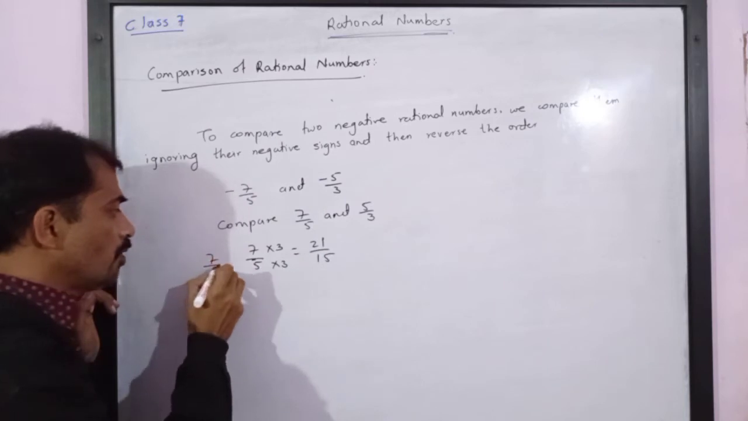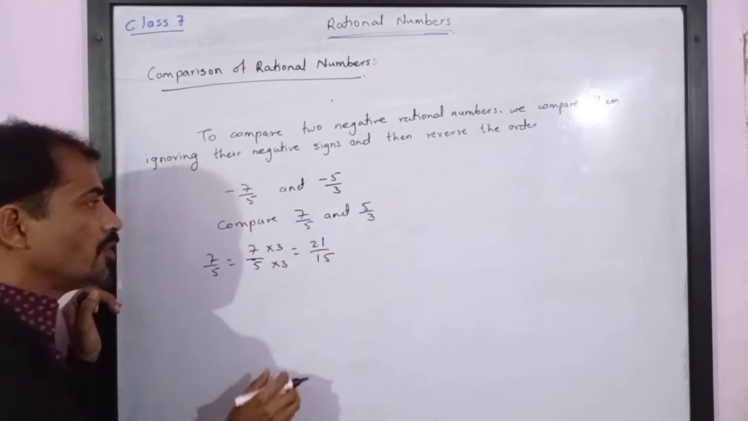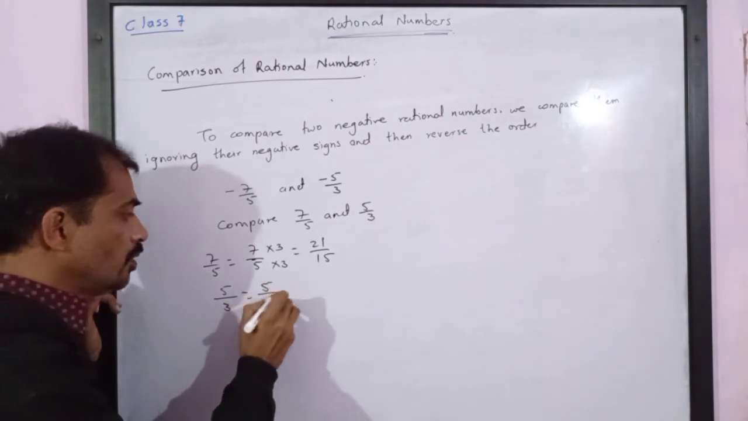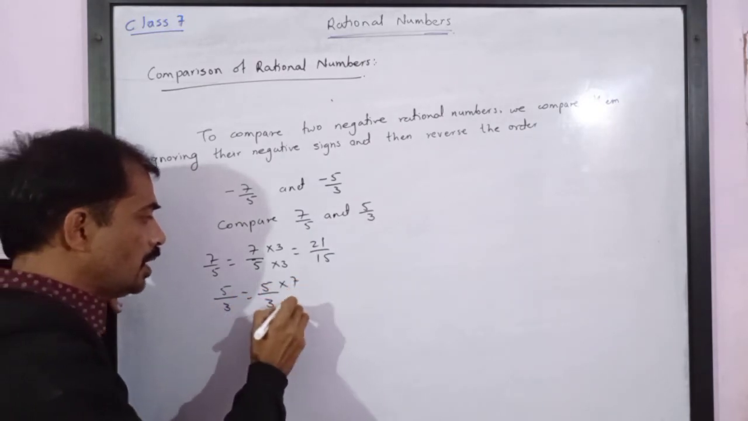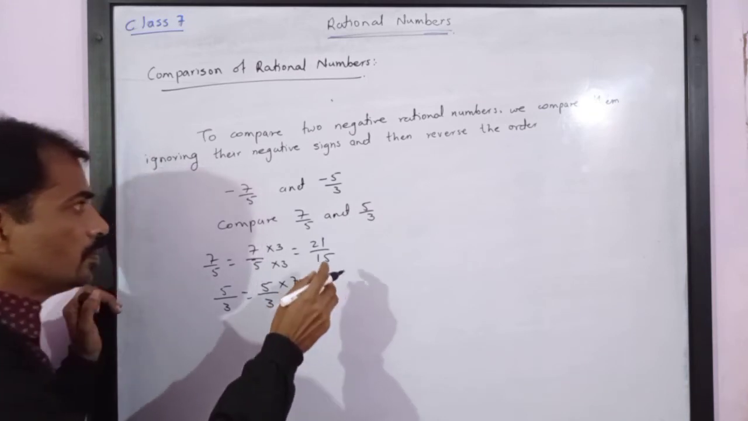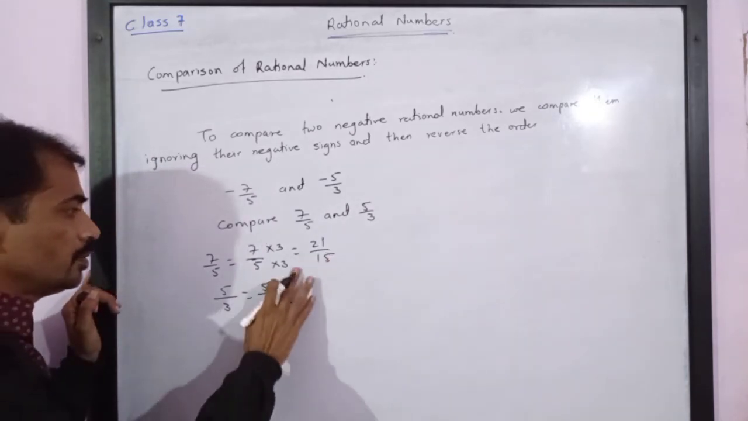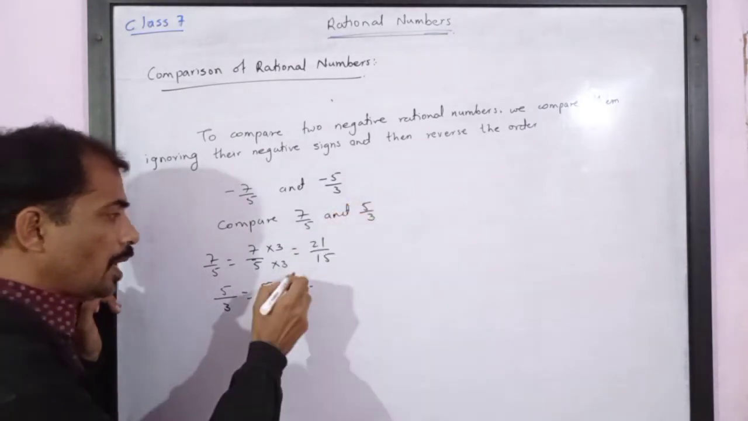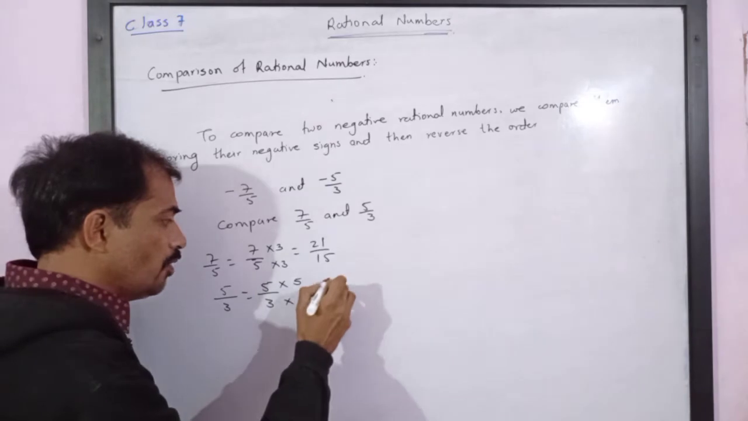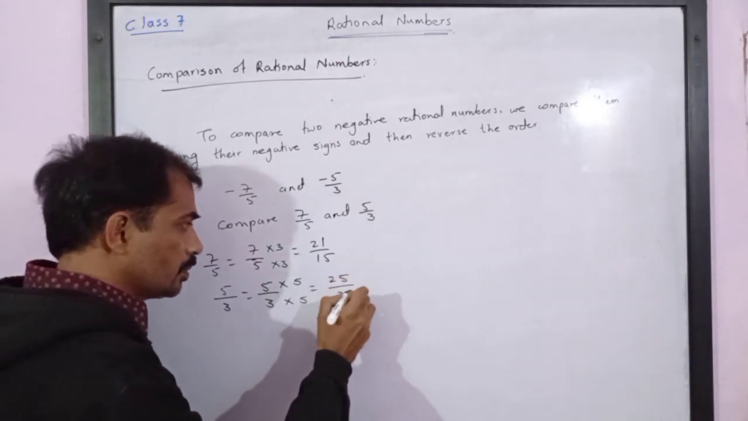So 7 upon 5 is equal to 21 upon 15, and 5 upon 3 is equal to 5 multiplied by 5 and 3 multiplied by 5. Multiply the other fraction by this side denominator. So, we will get 25 upon 15.